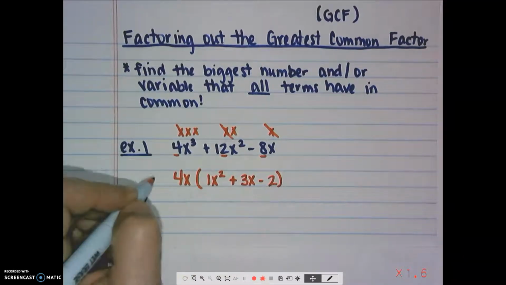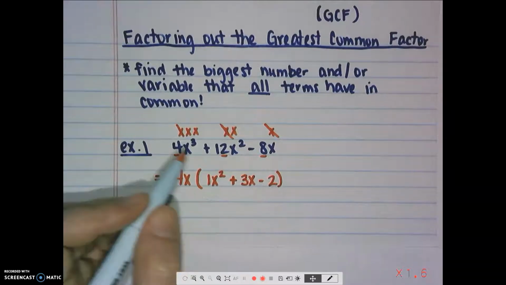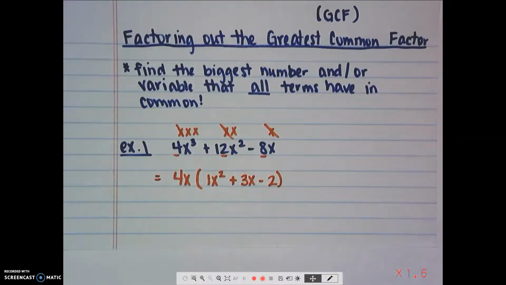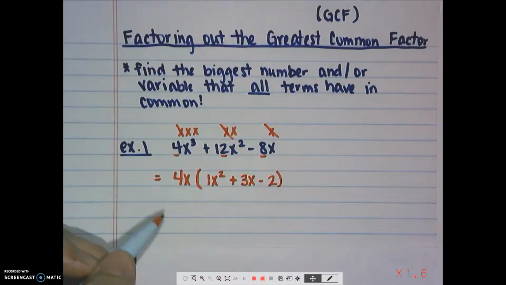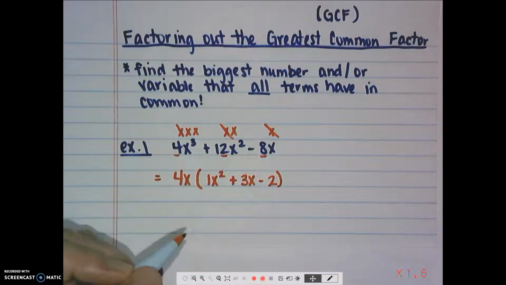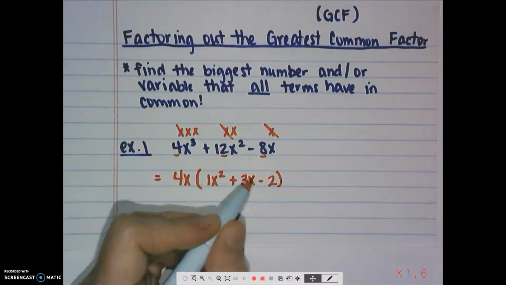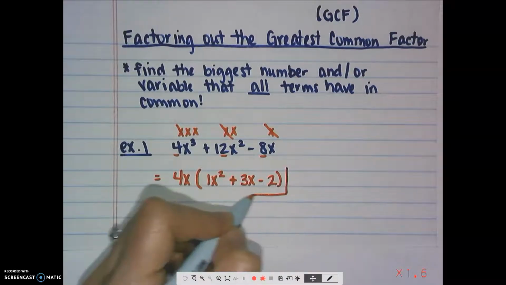And the way you're going to double check that is if you distribute this 4x back in, you should get the original question. So 4x times x squared would give us 4x to the third. 4x times 3x would give us 12x squared. And 4x times negative 2 gives us negative 8x. So this is our answer.